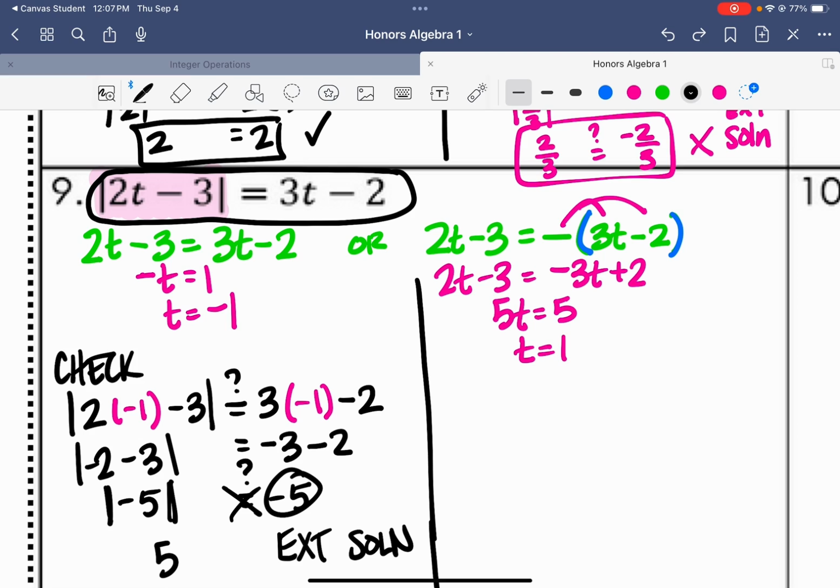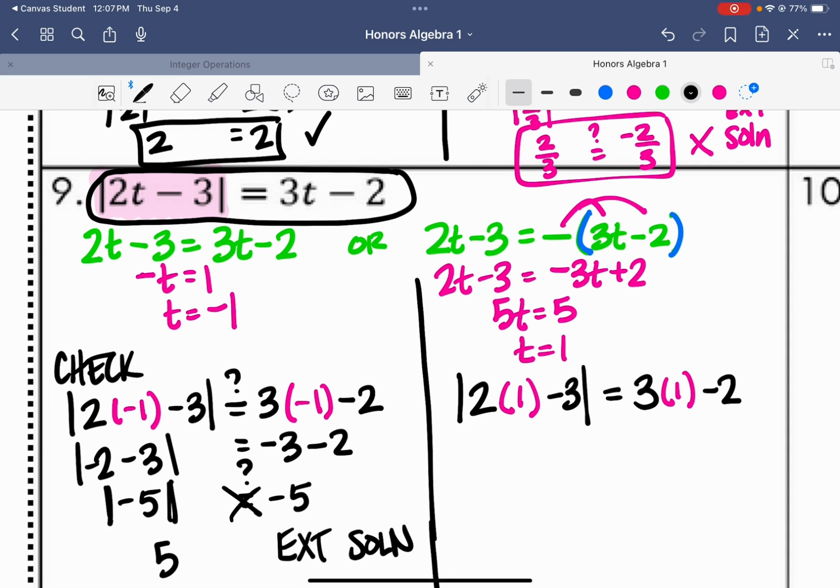Okay, so that one doesn't work, but let's double check the other one. The t equals 1 might not even work. So back to the original, we're going to check it. Absolute value of 2 times t, which is 1, and then we subtract 3, and then close our absolute values, equals 3 times t, which is 1, and then we'll subtract 2.